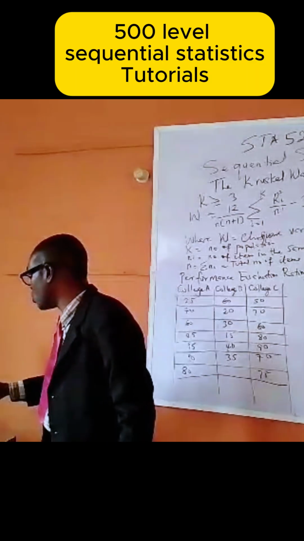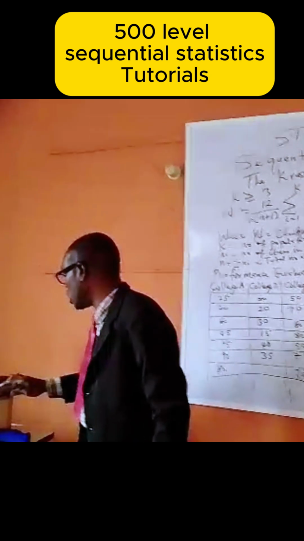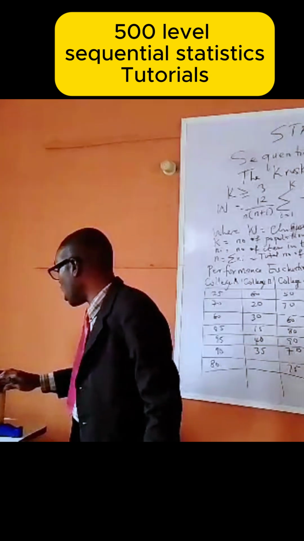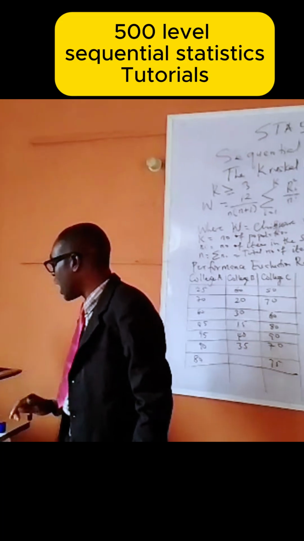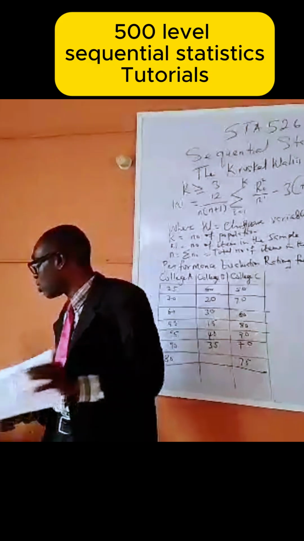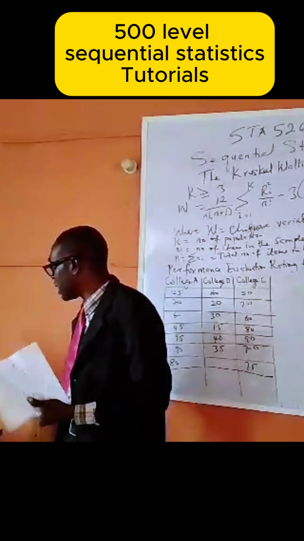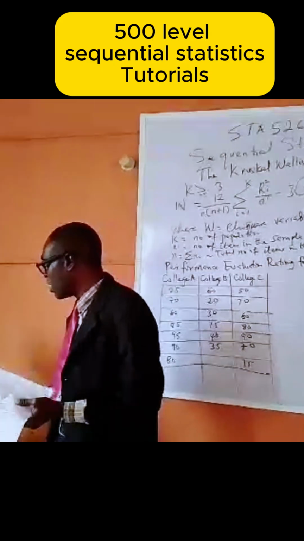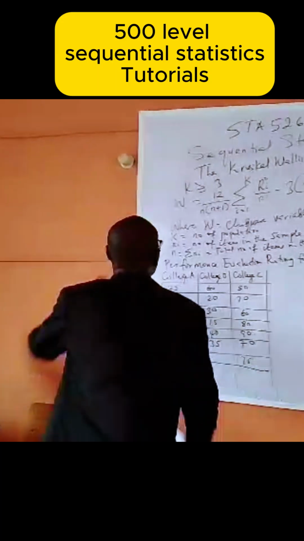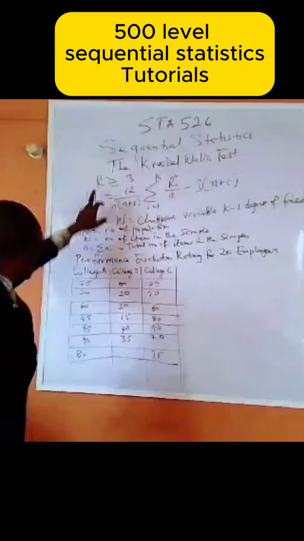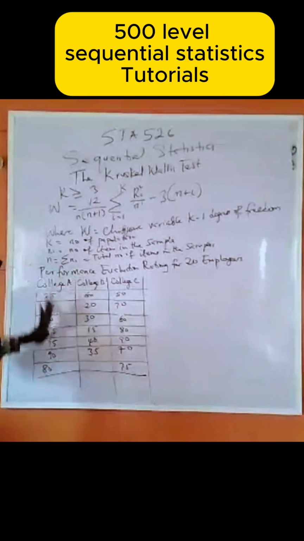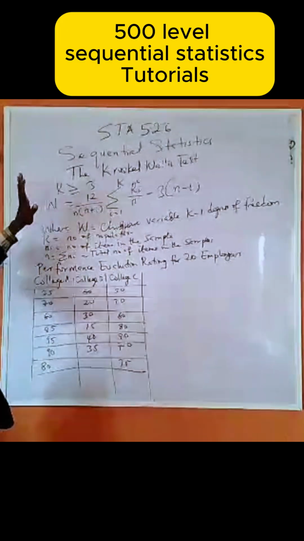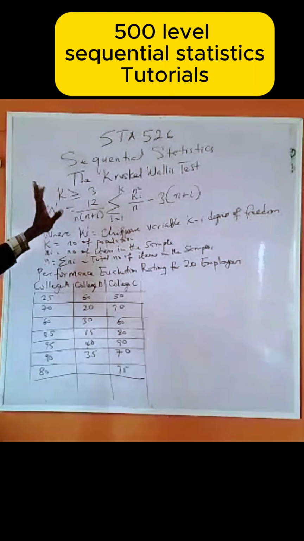This question talks about a particular company, a manufacturing company, which hires its management staff from 3 colleges. Which means k is 3 here. So we have college A, college B, and college C. We want to solve this particular question using this Kruskal-Wallis test.